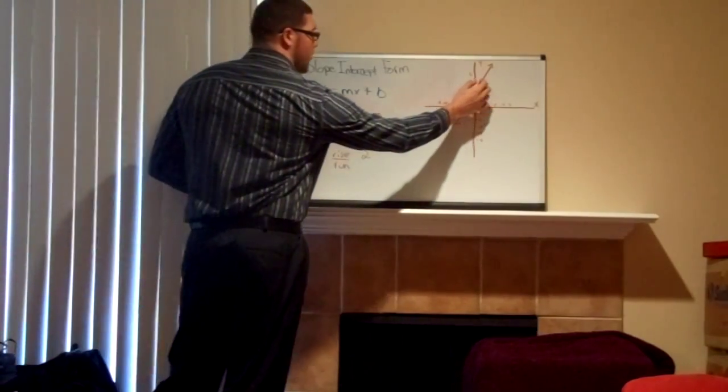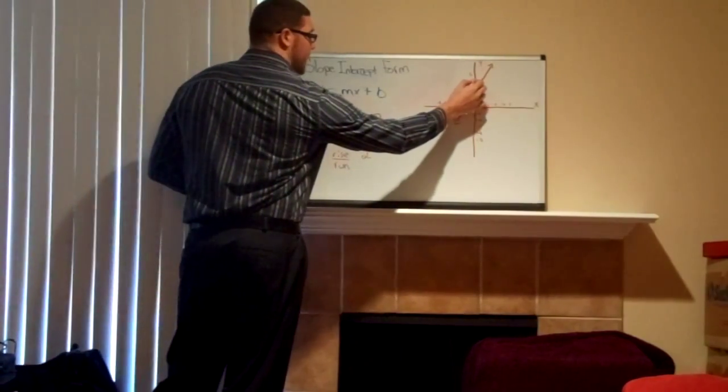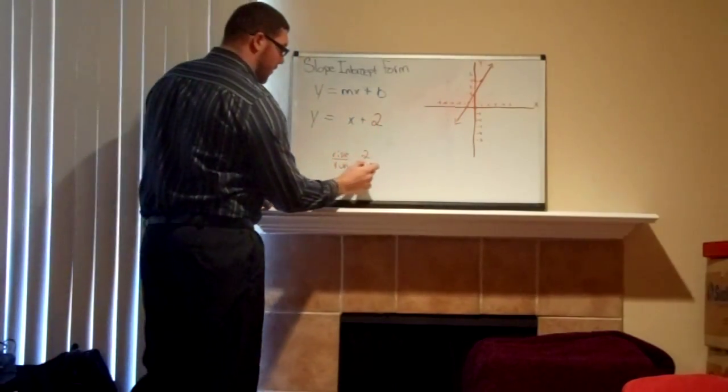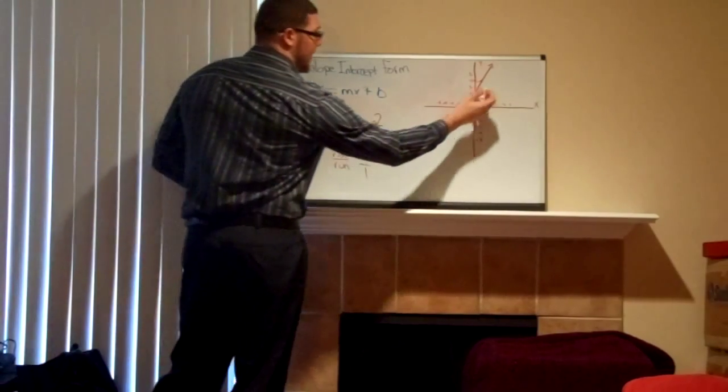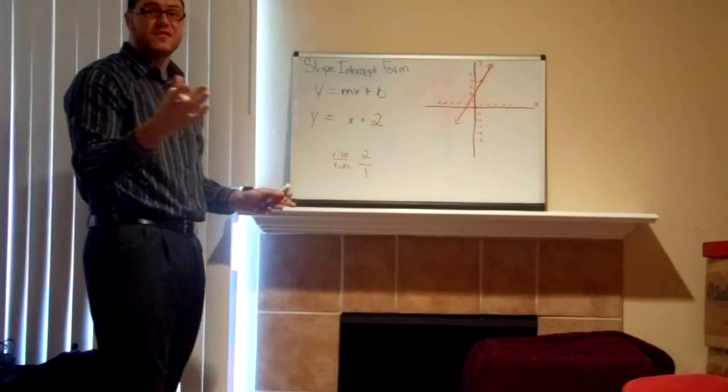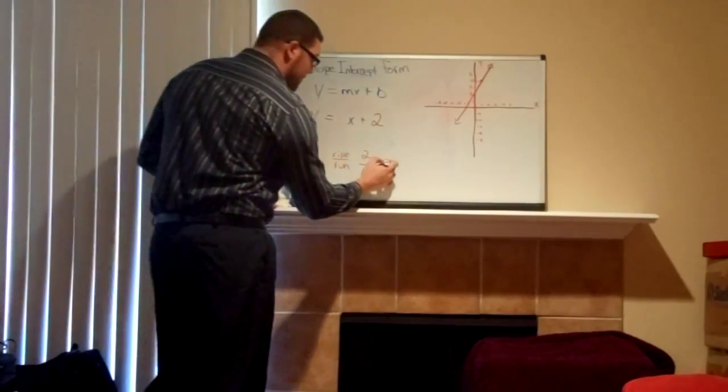Now we have to go over. Did we make it back to the line? Yes, we did. We made it back to the line, and how many did we go over? 2 over 1. And we can check that again to see if it works. 1, 2, 1. Did we make it back to the line every time? So we knew that we did this right.